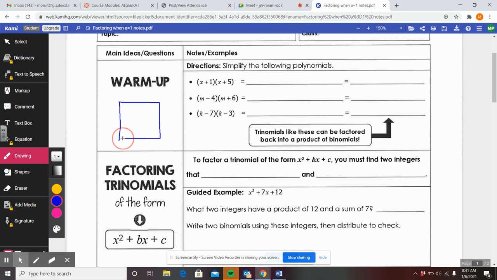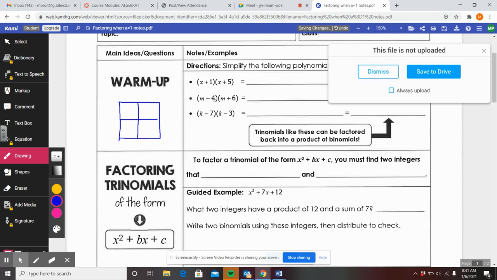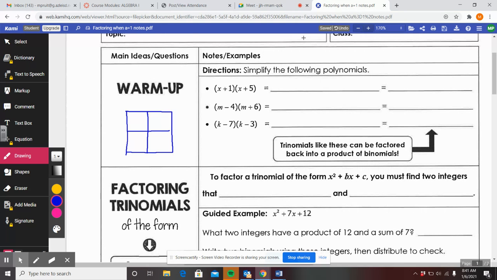This is a binomial times a binomial. You draw a 2 by 2 box. Okay, and which one do you want to do? 1, 2, or 3? All right, number 1, thank you. So it's x plus 1, so you're going to put x here, positive 1 here, and then x plus 5.